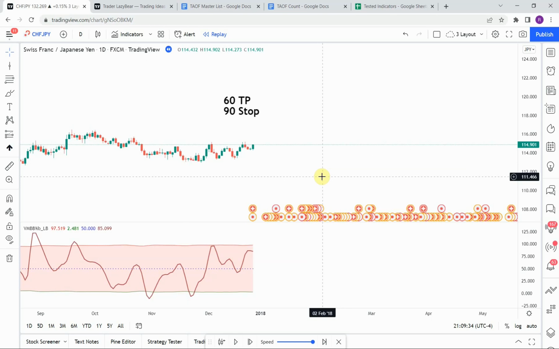Today we will be testing the Vervoort Smoothed Percent B indicator.